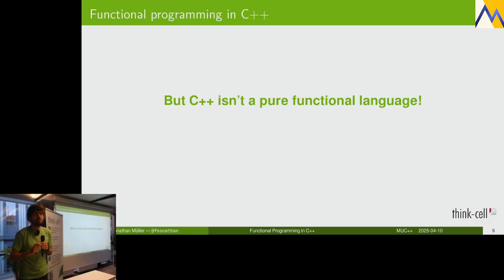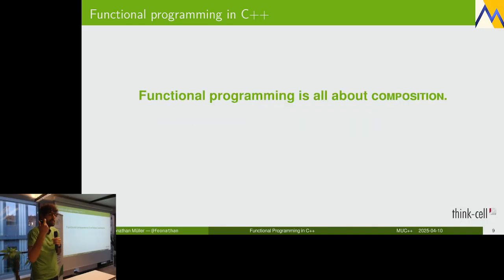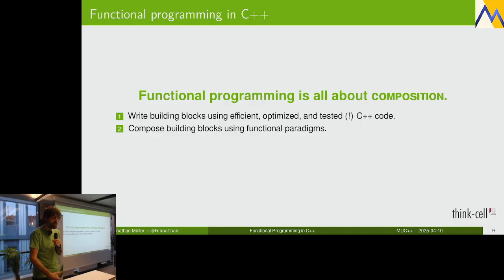But we are doing C++, and C++ isn't a pure functional language. So we don't need to use functional programming for everything. We can use functional programming only to solve specific subproblems where it makes sense. And for that, the insight is that functional programming is all about composition. This is really the key. To use it in C++, you write building blocks using efficient, optimized, and well-tested C++ code, and then you compose those building blocks using functional paradigms. That gives you the best of both worlds. You've got the performance because the low-level building blocks are very efficient, imperative style, and then at the high level, you've got very easy composition of those building blocks.